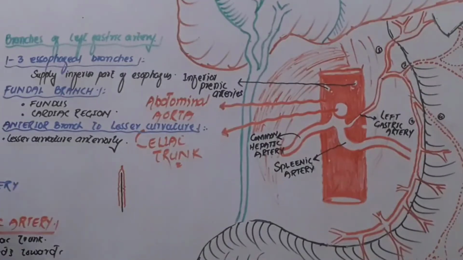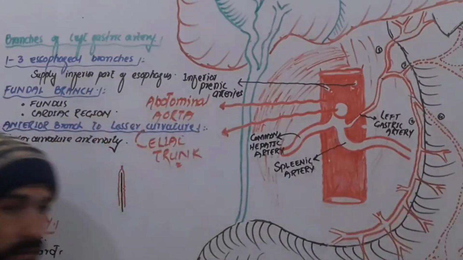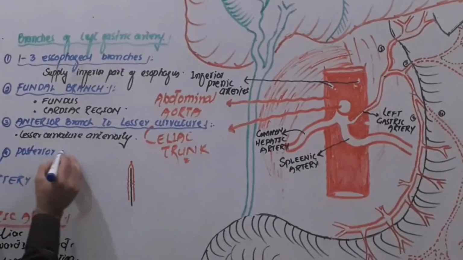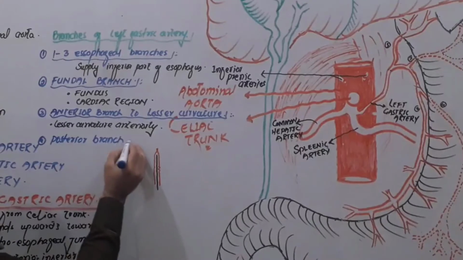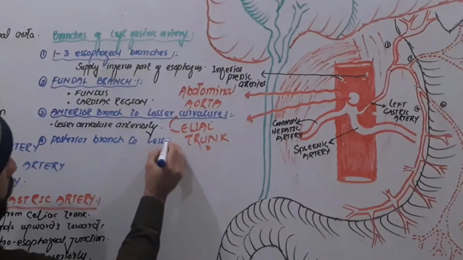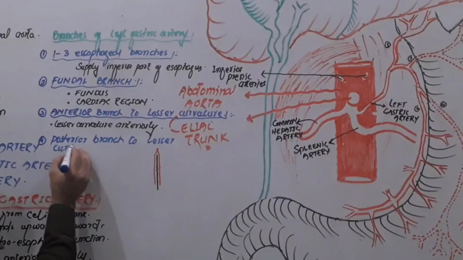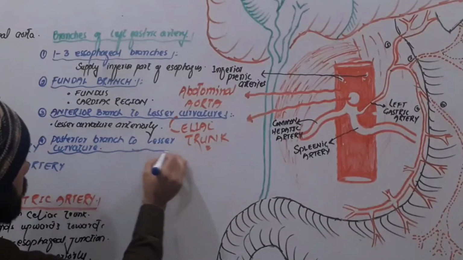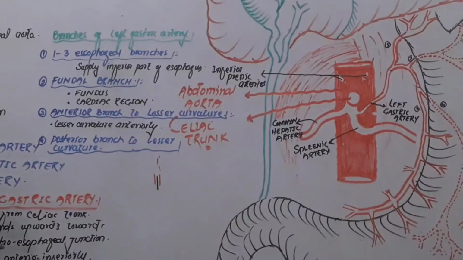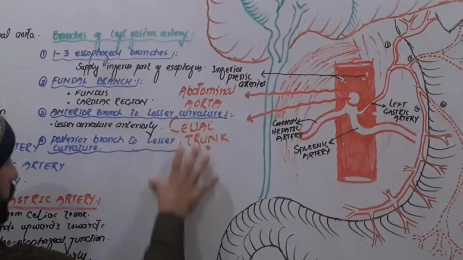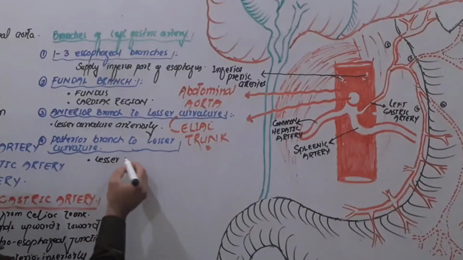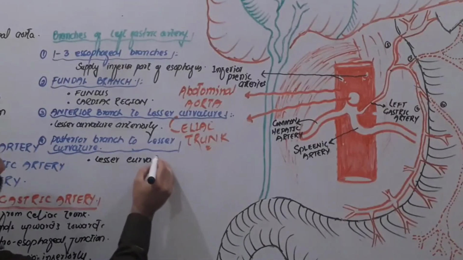Done. Next, there is the fourth branch which is going posteriorly to the lesser curvature, right? So, posterior branch to lesser curvature. This is the fourth branch of this left gastric artery, and you know that this artery is also responsible for supplying blood to the lesser curvature.